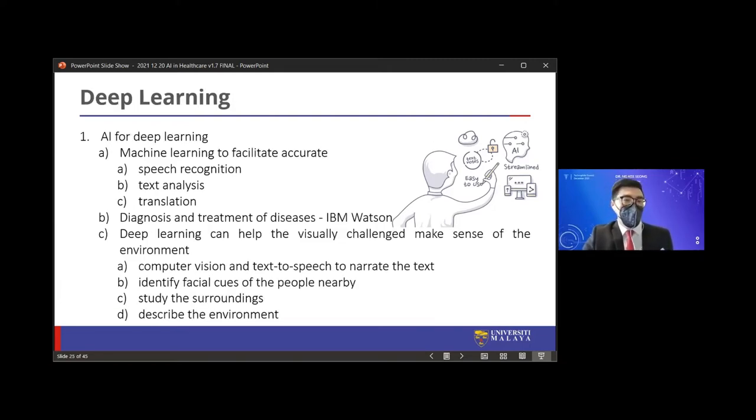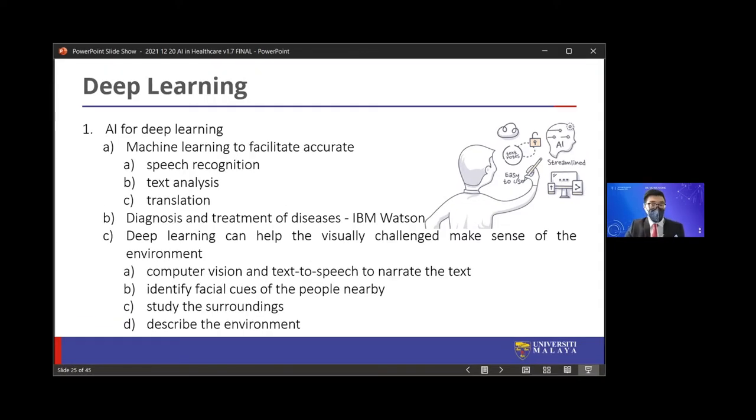There's also deep learning, whereby we use machine learning to increase accuracy of our speech recognition, text analysis and translations, and even diagnosis and treatment of diseases. For example, that's what IBM Watson has been exploring for the last 50 years. And the deep learning AI technology can also potentially help the visually challenged make sense of the environment around them. For example, we have existing computer vision and text-to-speech to narrate what is seen by the computer verbally to the person who cannot see, so that they can now be able to visualize in their mind based on the speech of what is actually around them.